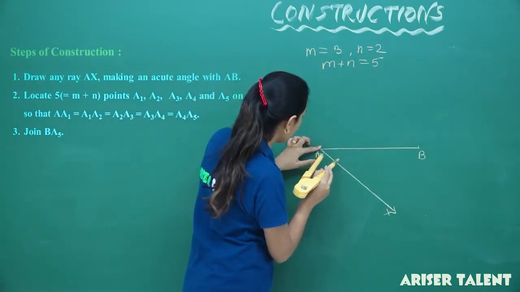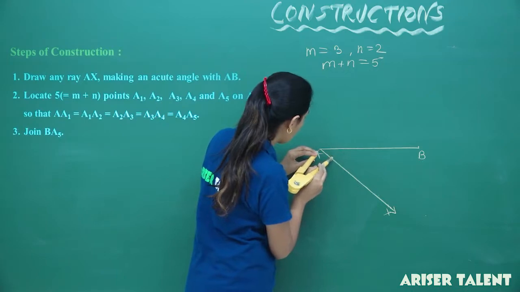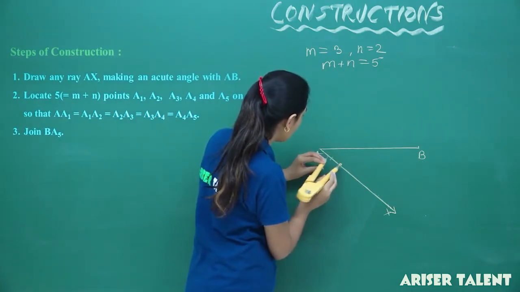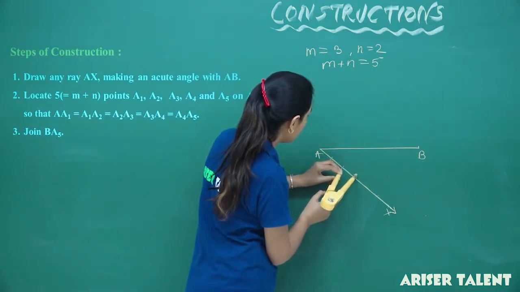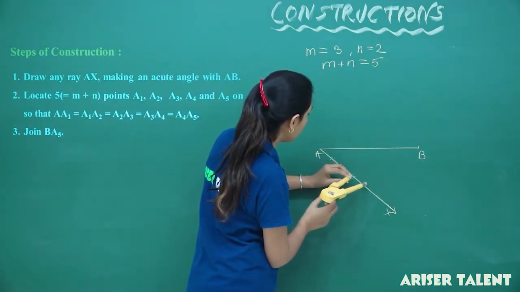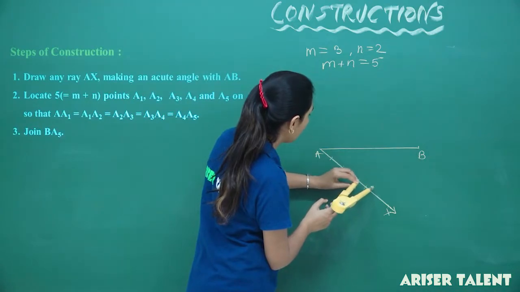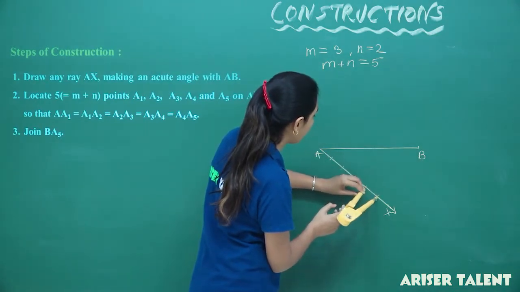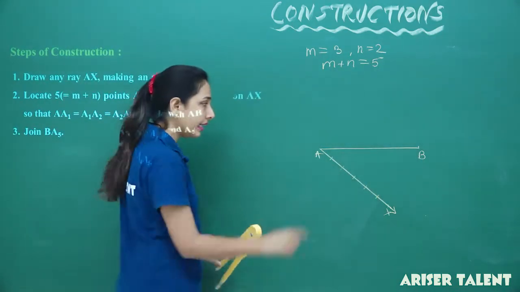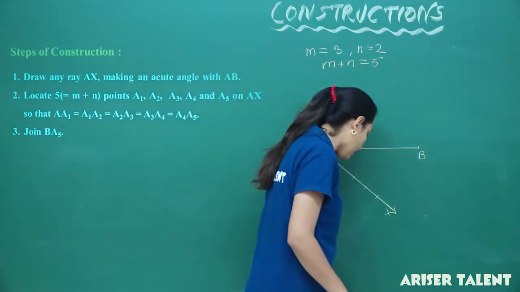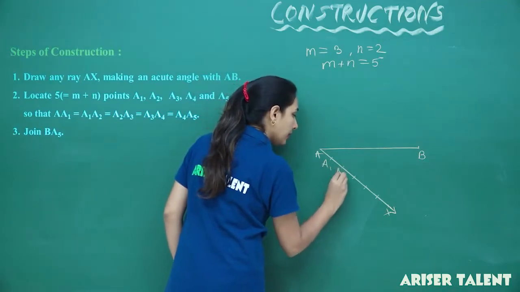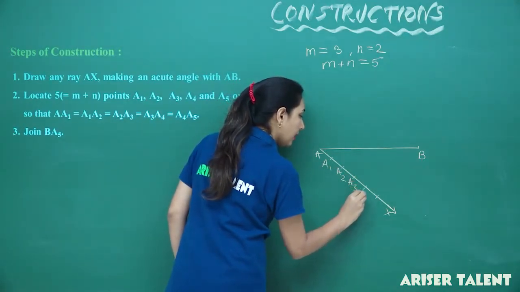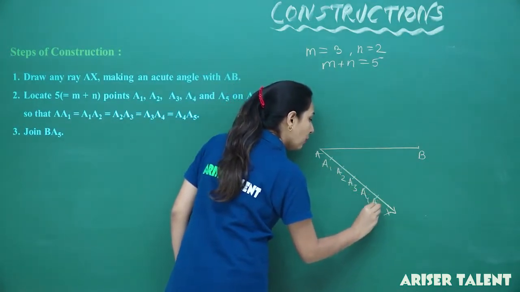So this is my first part. This is my second part. This is the third. This is the fourth, and this is the fifth part. Okay, students. A1, A2, A3, A4, A5. I have got that. So this is A1, A2, A3, A4, and A5. Now what do I have to do?